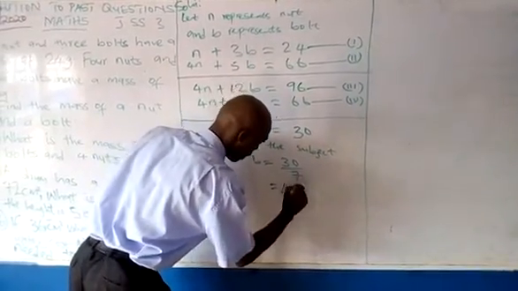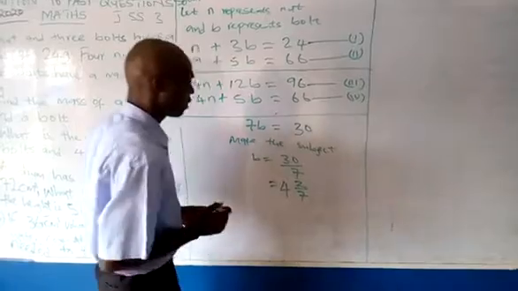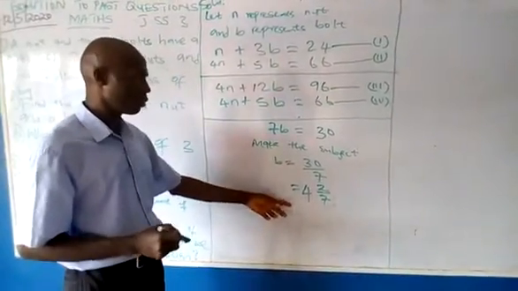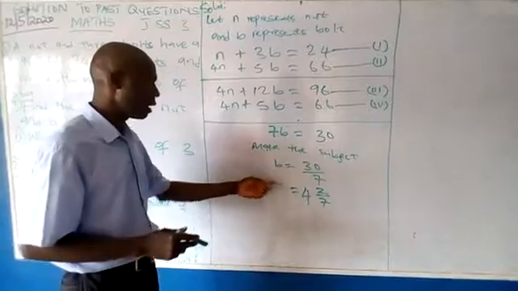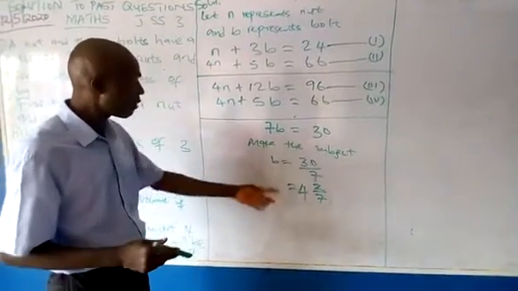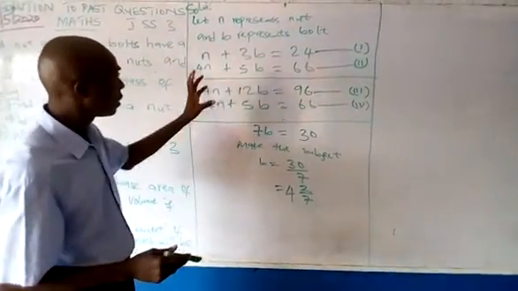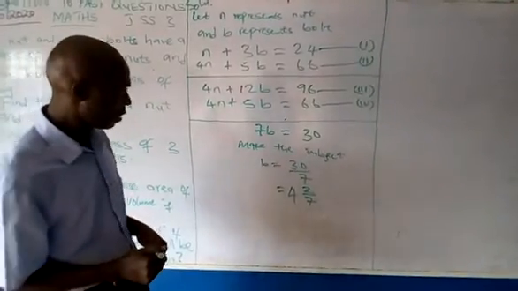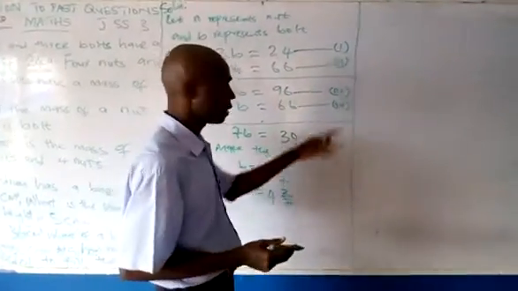Sorry, 4 whole number 2 over 7. That is the mass of the boat. Now, we can use this to find the mass of the knot. We can say it from equation 1.